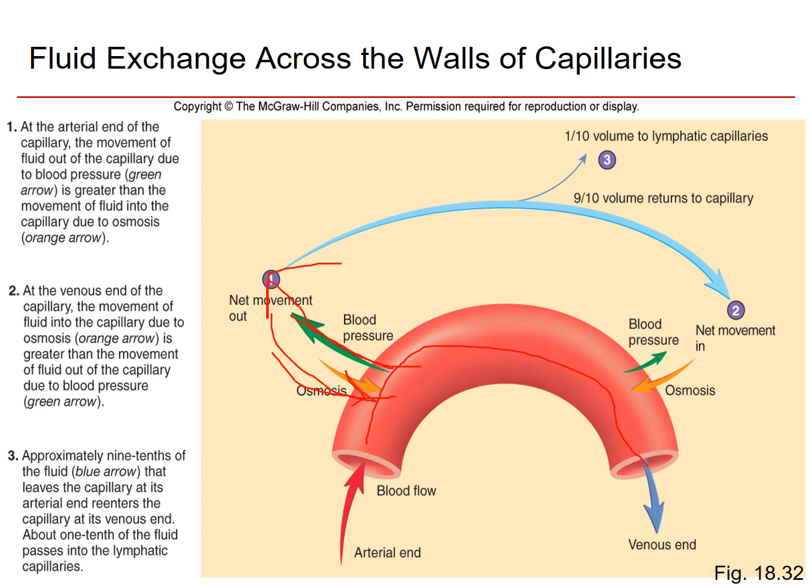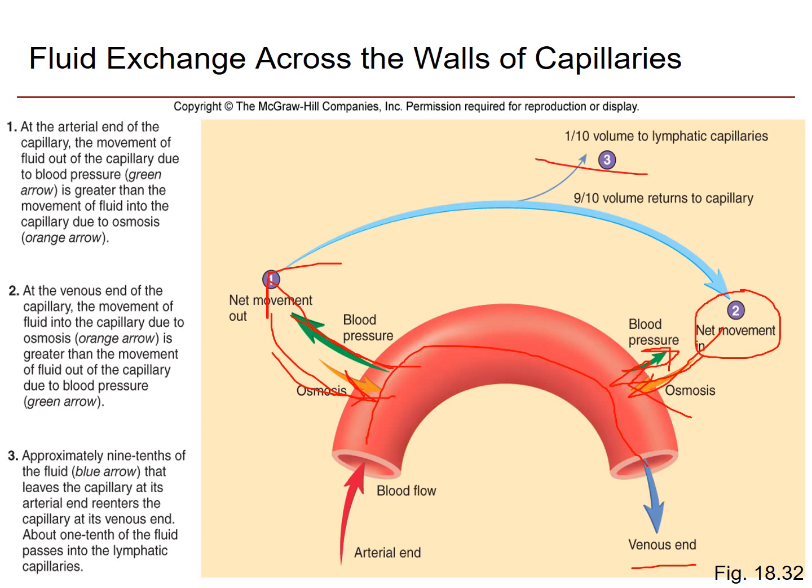The opposite is true for the venous end. At the venous end, we have a greater movement of materials into the capillary versus a lower blood pressure pushing out of that capillary. So we'll now have movement of fluid that enters into the venous end.